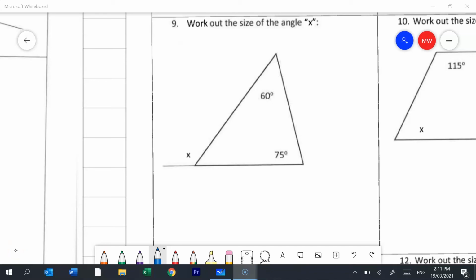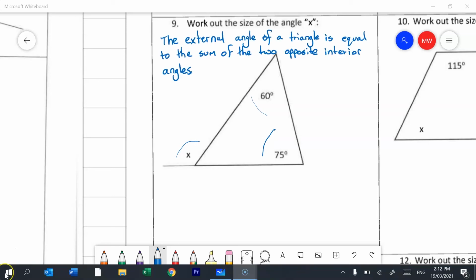There is a special rule that we can use which says that the external angle of a triangle is equal to the sum of the two opposite interior angles. And I'll write that down for you. It's a bit of a mouthful, but what it means is that in this case, x is simply the same as 60 plus 75. So x is 135 degrees.